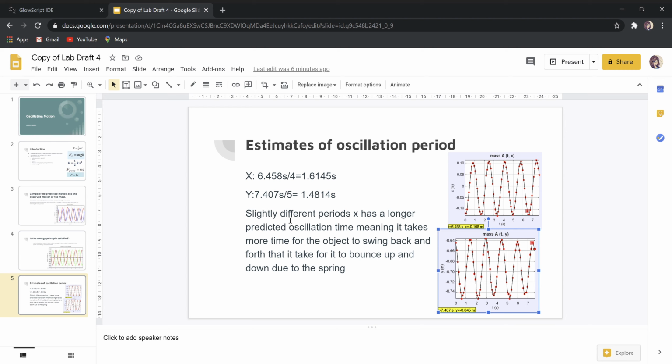These are slightly different periods, so X has a longer oscillation time, and the X direction is going to be the object swinging back and forth with a small impact on the Y because it will swing a bit upwards due to centripetal force. But the Y is mainly going to be the spring. This means it takes a slightly longer time for the object to swing back and forth than for the spring to bounce up and down.